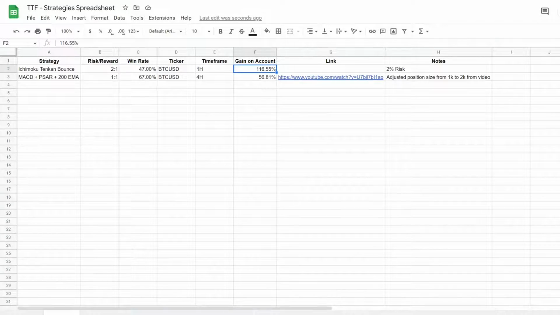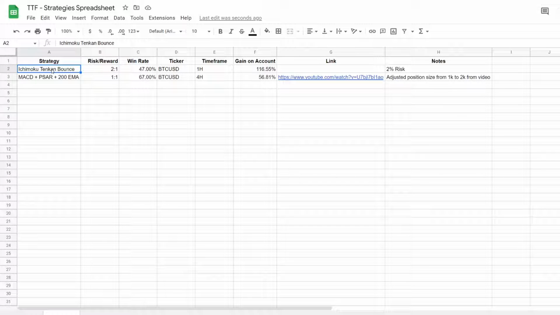And there you have it. As you can see, it actually resulted in over 100% gain on the account after 100 trades, which is pretty darn good. The win rate was 47%, but with a 2-to-1 risk-reward ratio, that's actually not bad. Theoretically, statistically speaking, a 33% win rate should be about break even. So if you can get something that's 50% or above on a 2-to-1 risk-reward ratio, that's really good.